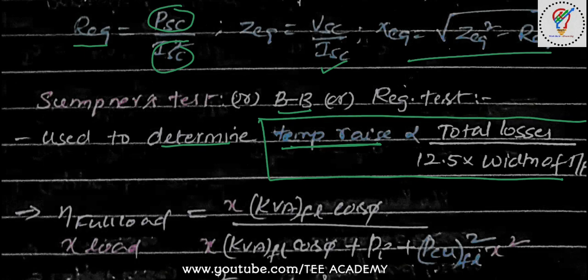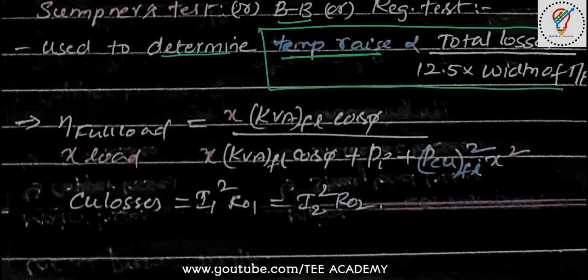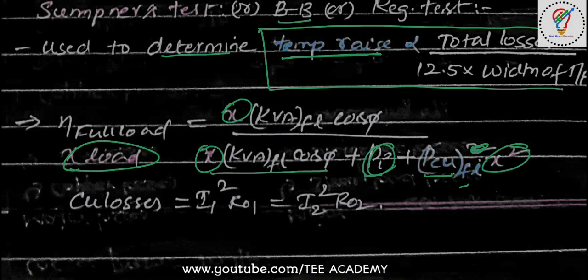Next, efficiency at full load. Efficiency at full load is equal to x times kVA at full load times cos phi, divided by x times kVA at full load times cos phi plus Pi plus copper losses at full load, which is PCU at full load. When we are discussing x load, we multiply by x, but the iron losses are constant losses.